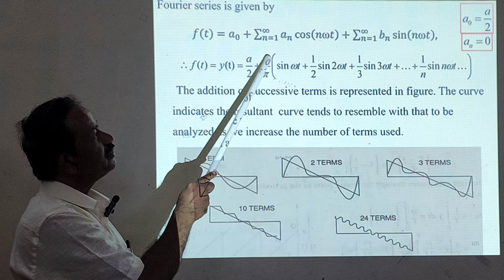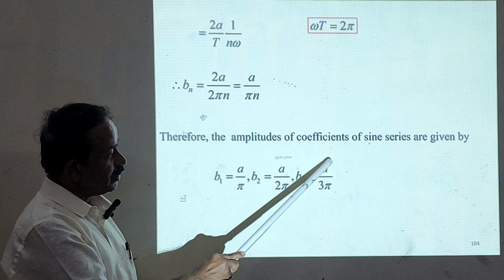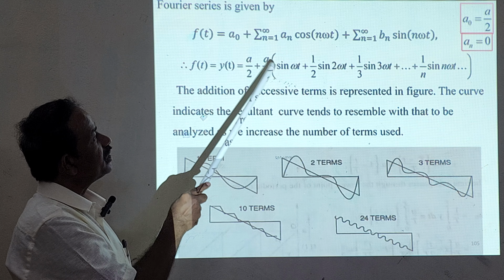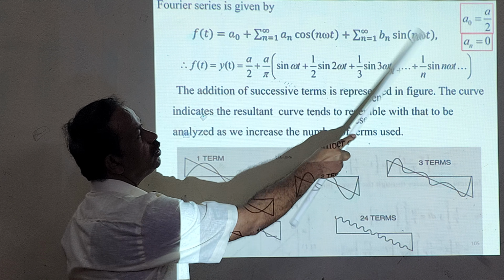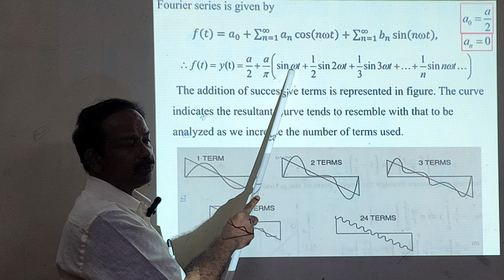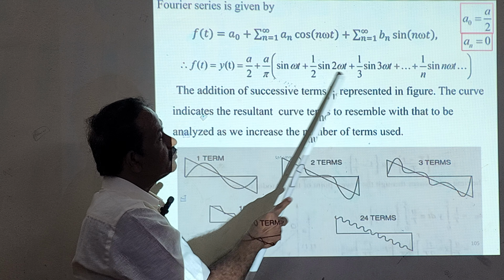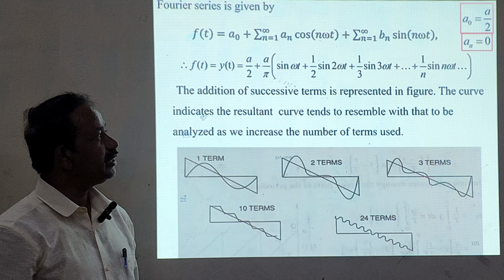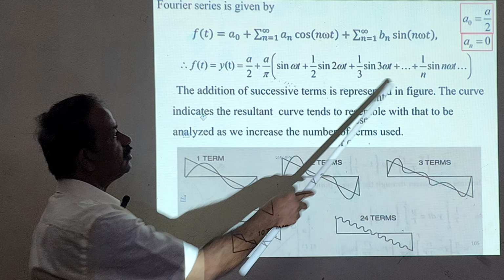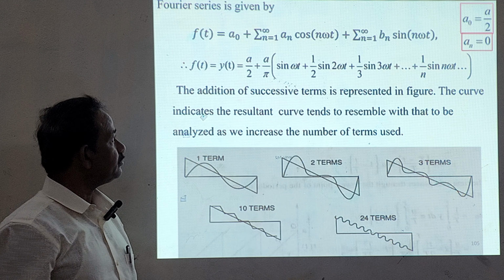We can expand it. Taking the common terms out, a by pi common, the remaining terms will be sin 1 omega t, second term will be 1 by 2 sin 2 omega t, plus 1 by 3 times sin 3 omega t, and so on, up to 1 by n times sin n omega t. So this is your Fourier series, f of t or y of t.